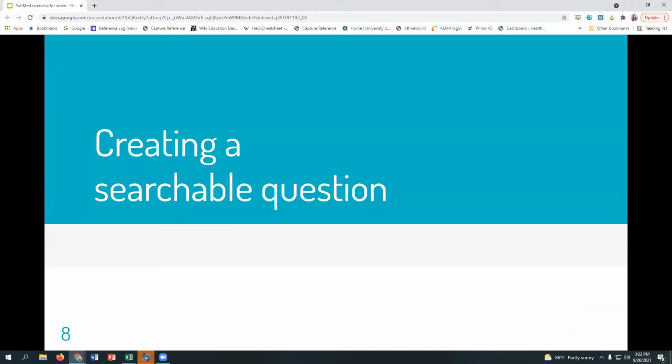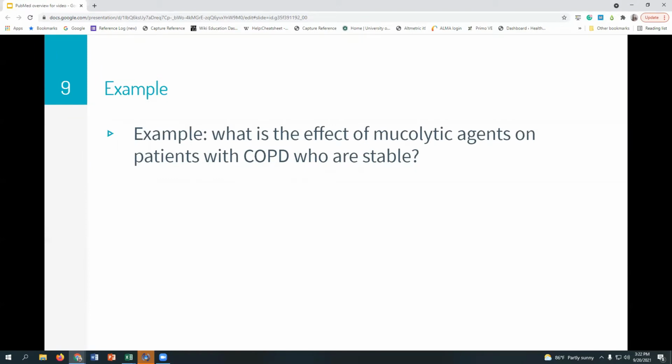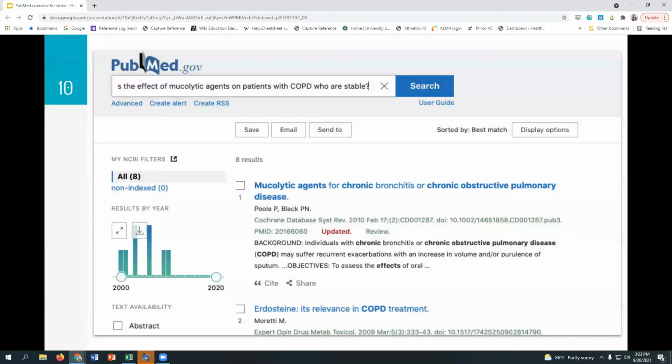Creating a searchable question. When you're going to be doing a literature review, it's because you have some sort of research question you're trying to answer. So this is an example I'm going to use throughout the presentation. My example question is, what is the effect of mucolytic agents on patients with COPD who are stable?